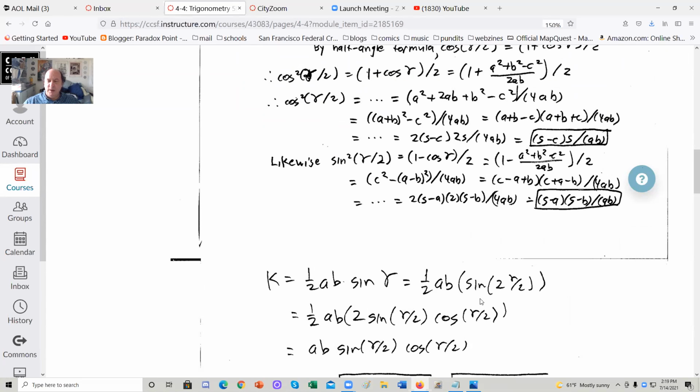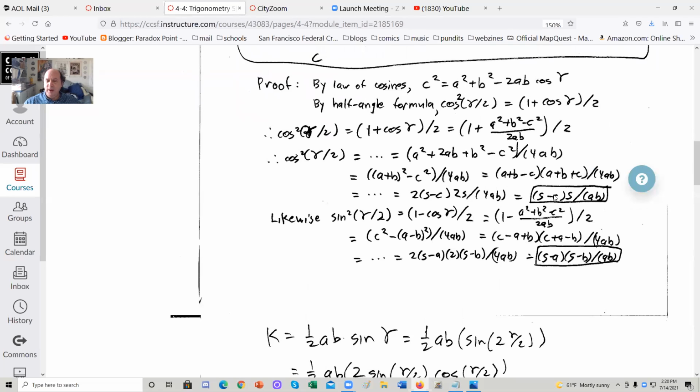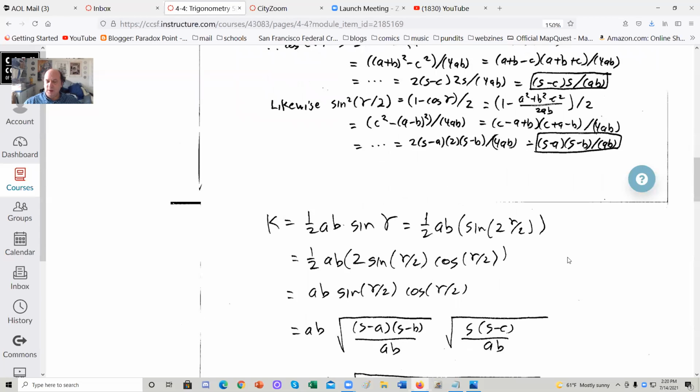The sine gamma is sine of twice gamma over 2. And by the double angle formula, sine of twice an angle is twice sine of the half angle times cosine of the half angle. Throwing in here, the 2 cancels the 2. You get AB, sine of gamma over 2, cosine of gamma over 2. And now, that's why we have cos squared gamma over 2 and sine squared gamma over 2.